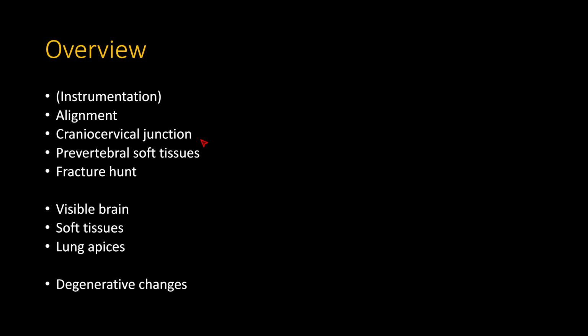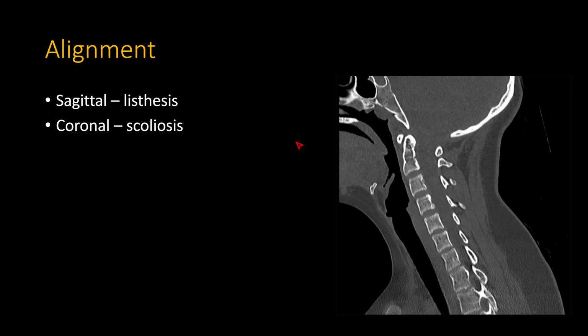Then I'll look at the craniocervical junction, the prevertebral soft tissues, and any fractures that might be present. Then you look for incidentals: any visible parts of the brain, the soft tissues, and the lung apices. And finally, I spend time and talk about the degenerative changes. So the first thing I look at is alignment of the cervical spine.